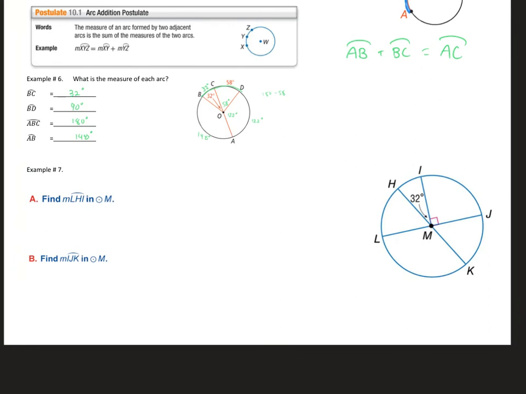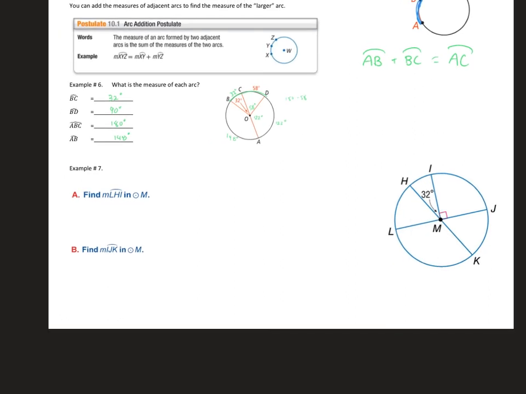If I come over here, I've got the same thing going for me. I got 90 plus 32. That's 122. 180 minus 122, I'm going to get 58 degrees for this central angle. So that means arc JK is 58 degrees. Arc IJ is 90 degrees, and HI is 32 degrees.